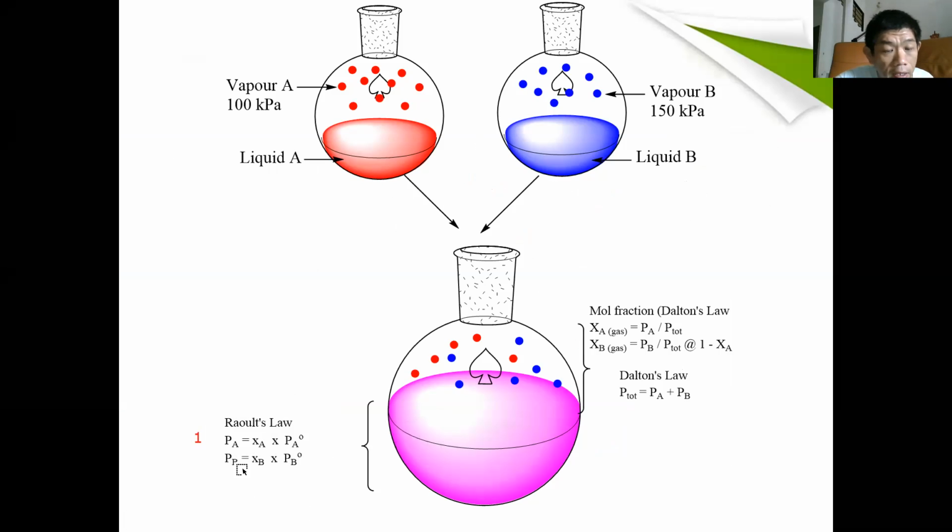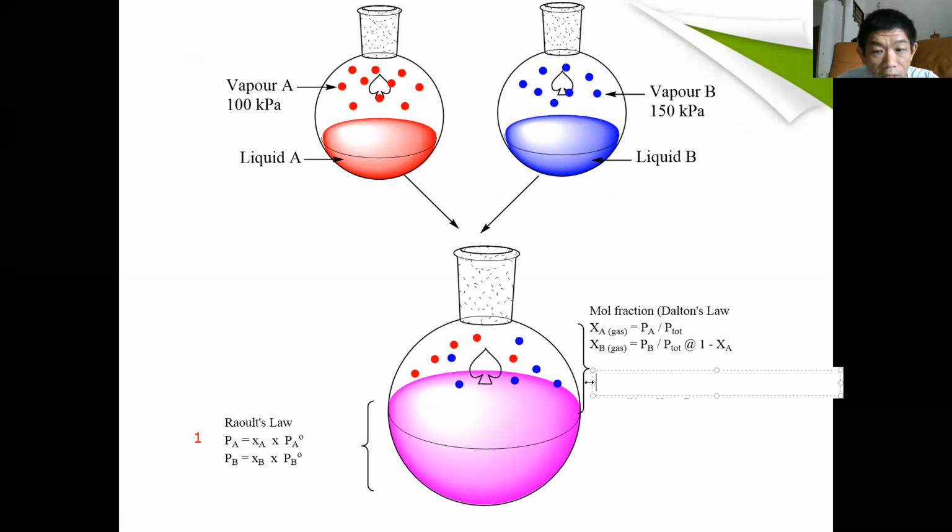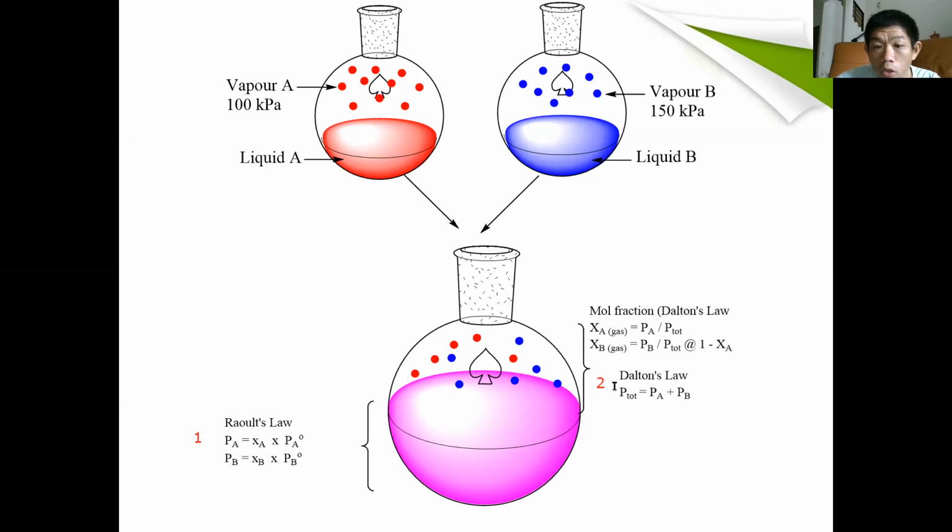After you get the vapor pressure of A and vapor pressure of B, then you continue with step 2, using Dalton's law to calculate the total pressure. So the total pressure in here is PA plus PB. Now, it doesn't mean that when in liquid you have the same mole fraction, in gas you can also have the same mole fraction. No, they are totally different because they have different vapor pressure.